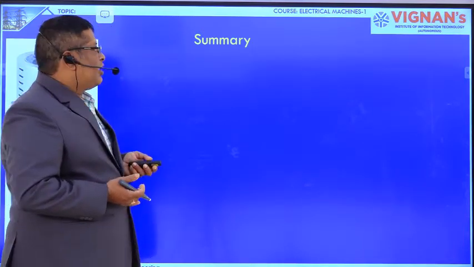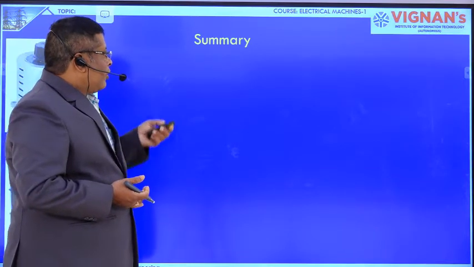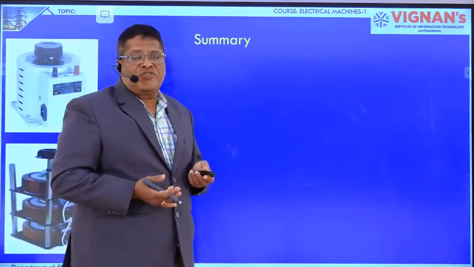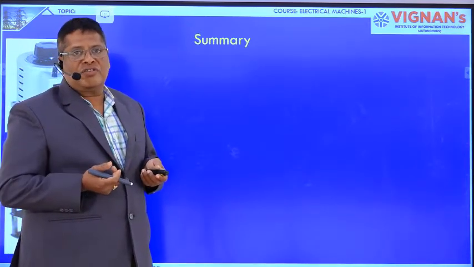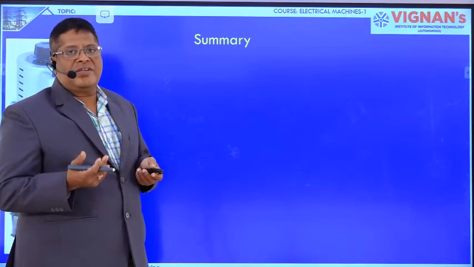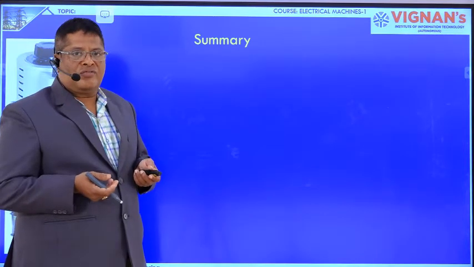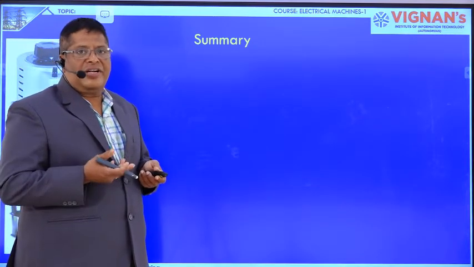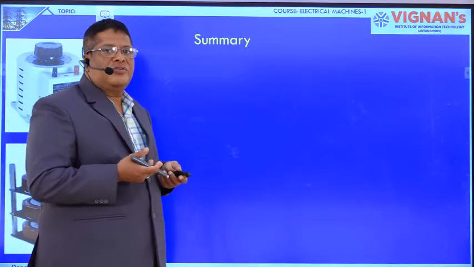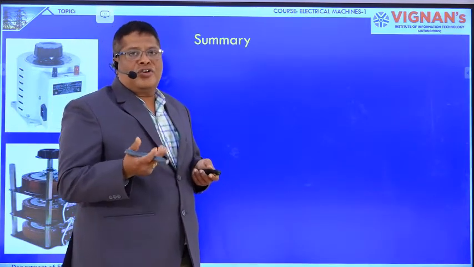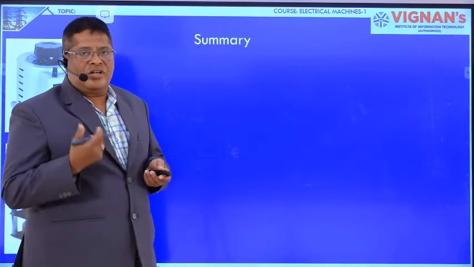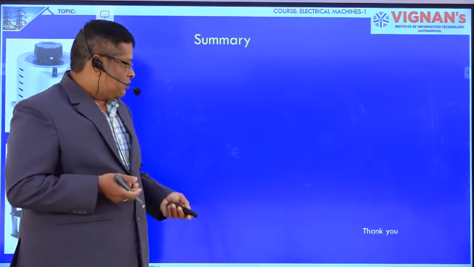Again we have seen the classifications of auto transformer. There are two types of classifications: single phase and three phase auto transformer. Again under single phase and three phase, there are step down as well as step up auto transformers. We have defined them already. We have discussed the equivalent circuit of a step up as well as step down auto transformer. Thank you.